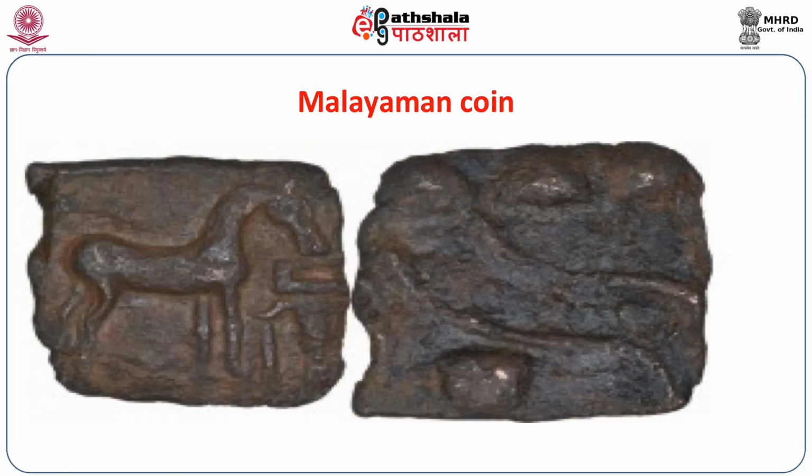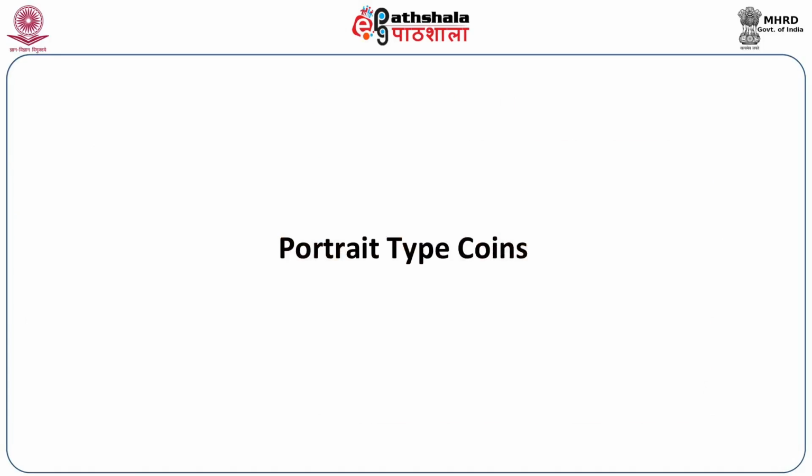So on the Malayaman coins, you find the horse on one side, and on the other side you have a kind of landscape being portrayed where you have the hills and a river flowing, and this depicts a kind of a road or a river which might be the earliest portrayal of a landscape on the coins. Besides this, we also have some chiefs issuing portrait type coins.